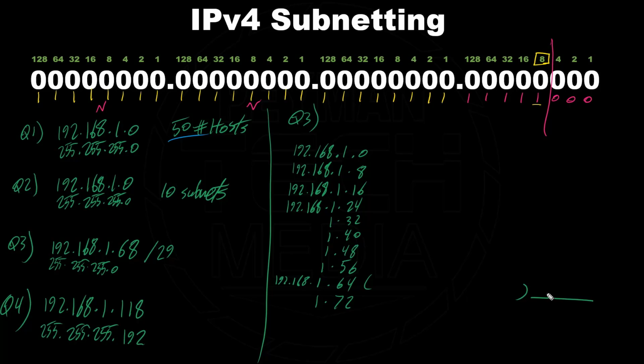And then let's write down the broadcast address for this subnetwork. I always say this, the easiest way to find the broadcast address is to find the next subnet first. And then the broadcast address is one less than the next subnet. How can we find the next subnet? By applying the increment. So if the next subnet is 192.168.1.72, one IP address less than 1.72 is the broadcast address for this subnet. So 192.168.1.71.